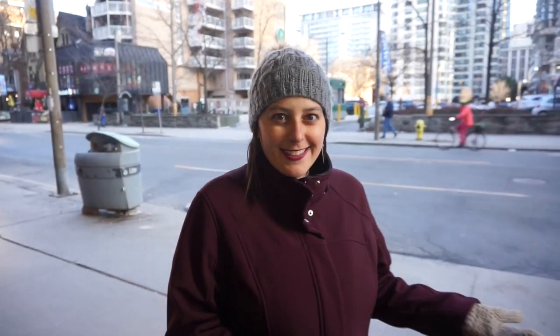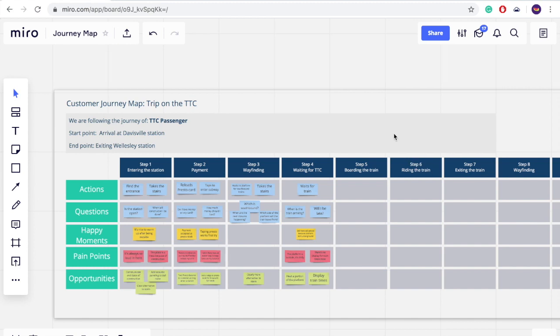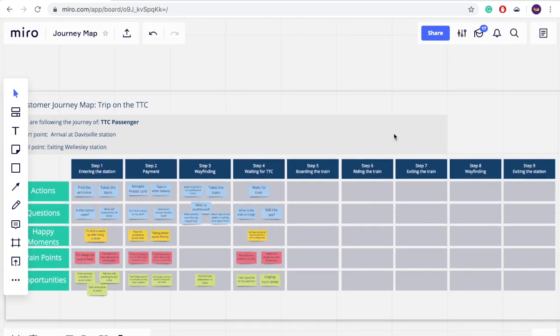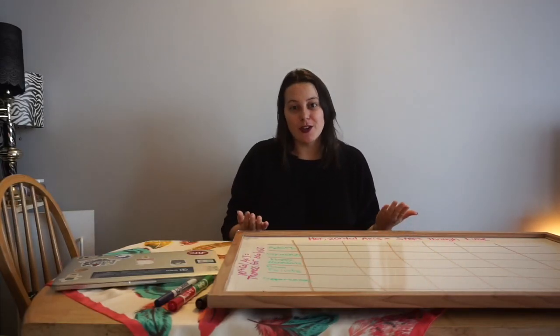Bristol Station to Wellesley. At this point, you should have completed the remaining portion of your journey map. So how did it turn out? How was that exercise? Once your journey map is complete, it's a good time to reflect on all the opportunities you've written down and start to understand which ones seem like the priority. And that's how you start to think about the process of your user journey.